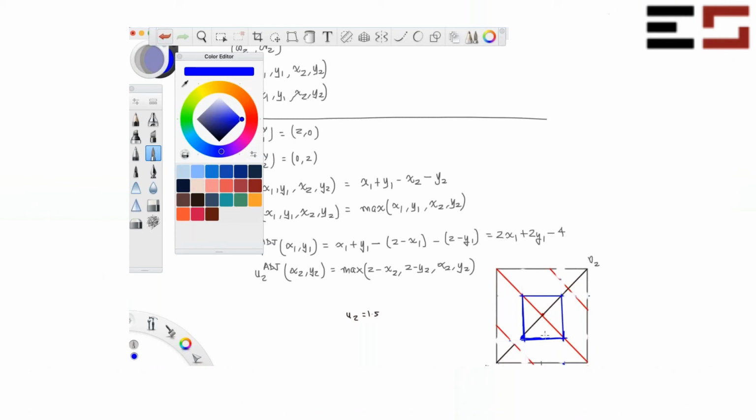Okay, along this square, you can see that if you pick any point like this, then at this point x2 is 1.5, and both y1 and y2 are less than 1.5. And of course x1 is also less than 1.5, so the max is 1.5, and this is something which is true about all these points. Is that clear?